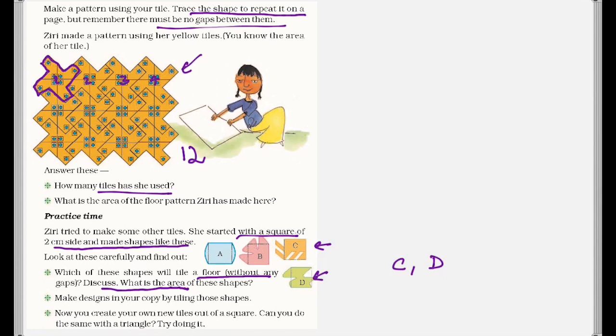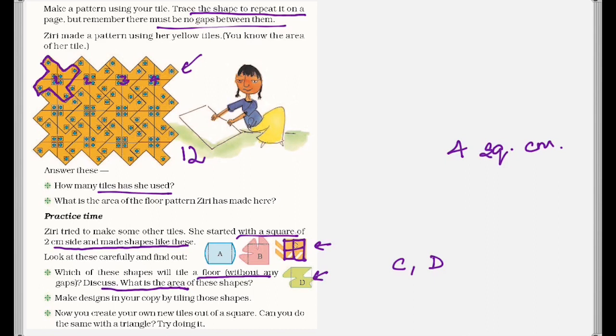And we need to find the area also. So the area of each shape will be 4 square centimeter, because you see this is 2 and this is 2, so we can say they are made of 4 squares, so 4 square centimeter will be the area. Now you need to make designs in your copy by the tiles using these shapes.